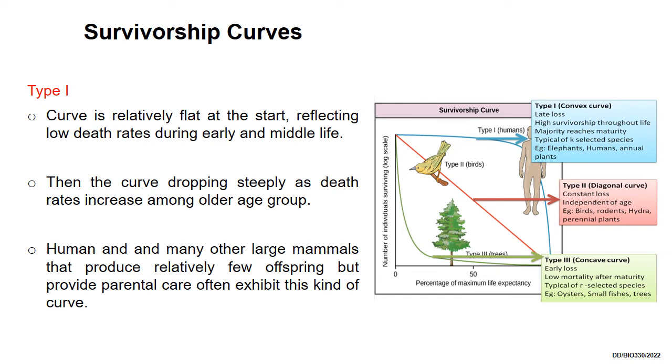Type 1, relatively flat at the start, reflecting low death rate during early and middle life. Then what happened? The curve drops steeply as death rates increase among older age groups. This type of survivorship curve we can find in humans and many other large mammals that produce relatively few offspring but provide parental care.